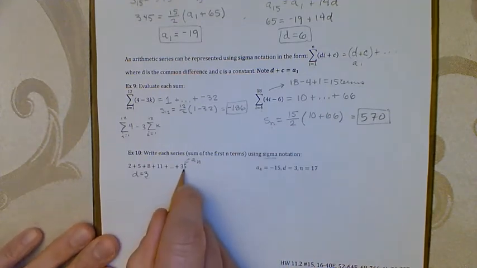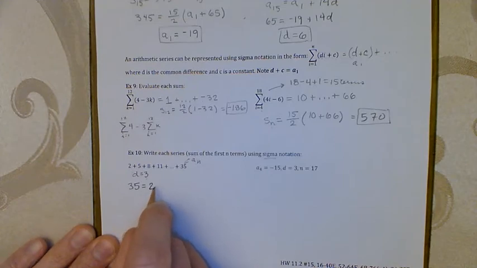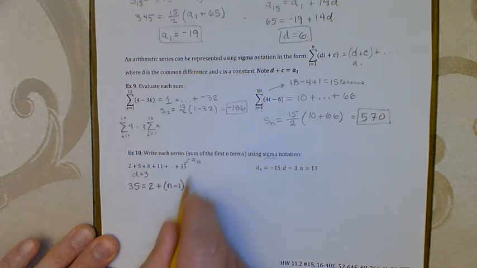And so we want to know what term this is. So let's go ahead and plug that into our formula. So a sub n equals a sub 1, which is 2, plus n minus 1 times the difference, and we just found that the difference is 3.